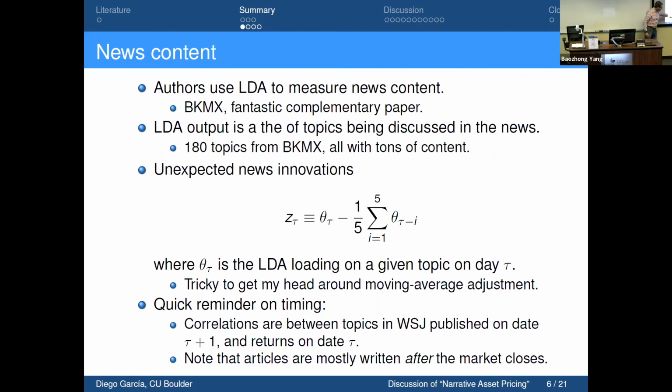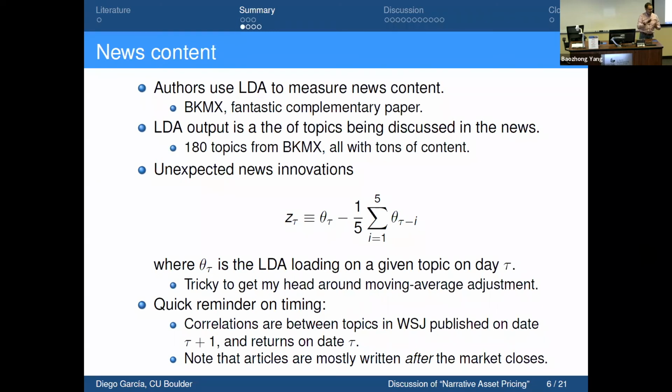I'm going to make another important point here, which is the correlations that they're actually running is between the returns on the assets on a given day and the Wall Street Journal articles written on that day that get published the following day. Okay? Now, most of these articles are written after the market closes.